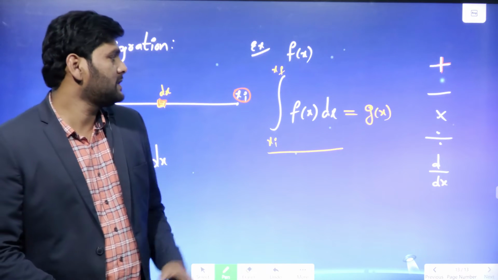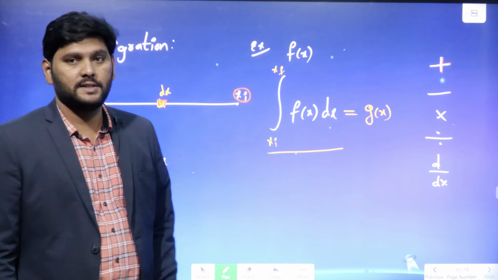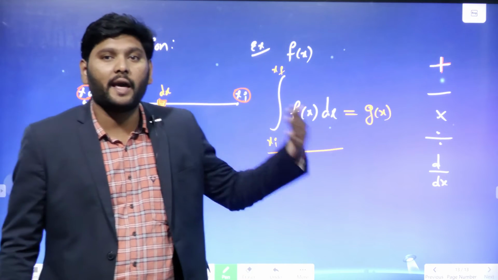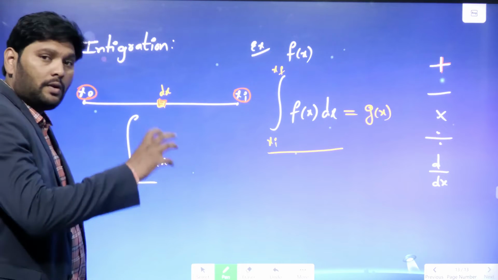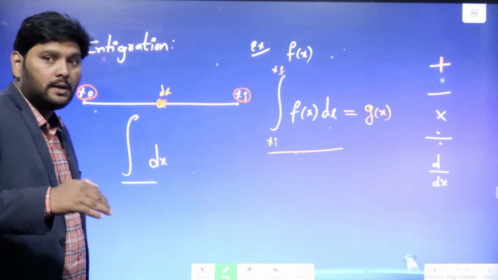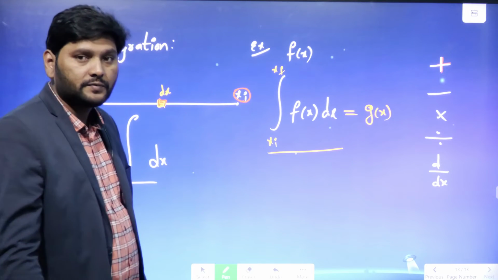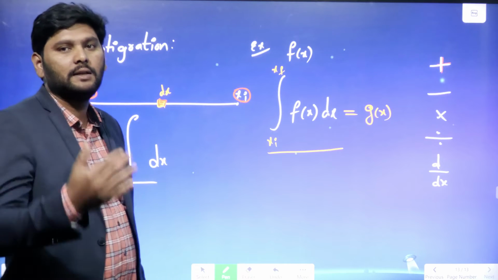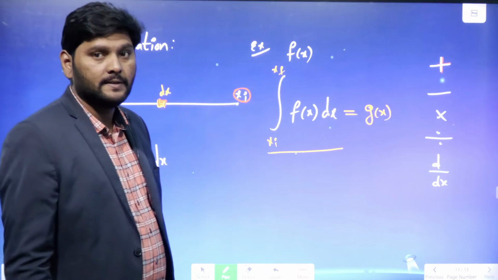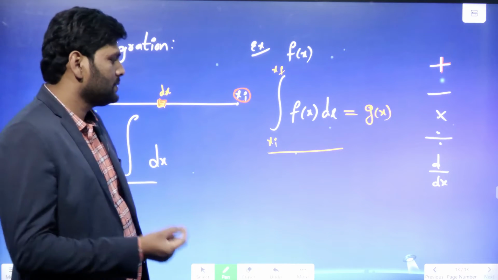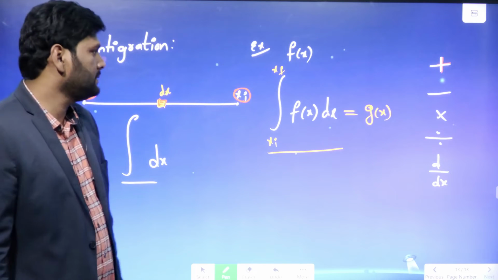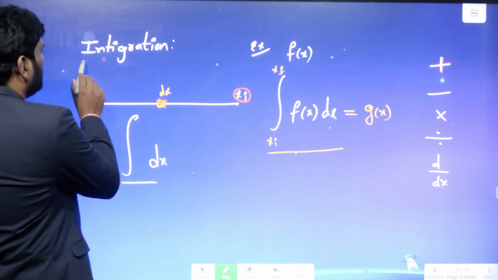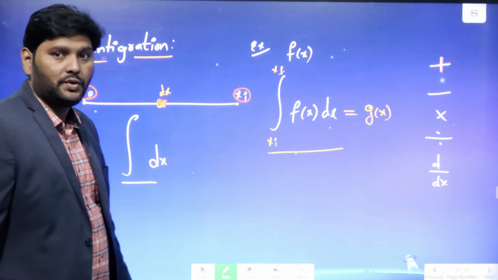See, in this integration, what is the symbol? Integral f of x dx. This is the way you have to express the function. Understand? Let's first explain the formulas. Later we'll do some problems based on the formulas, isn't it? So now I'll go to the next slide. Better write down. So our topic is what? Integration. I think you got it.